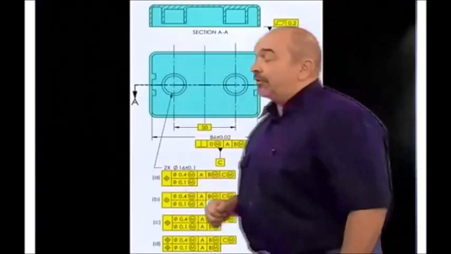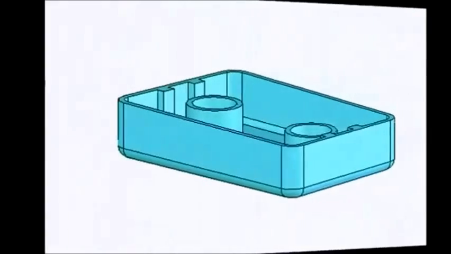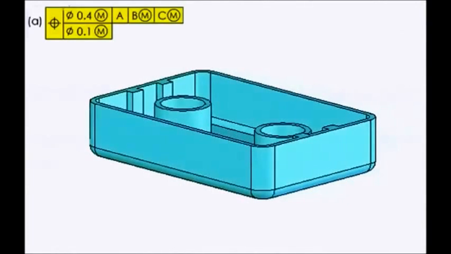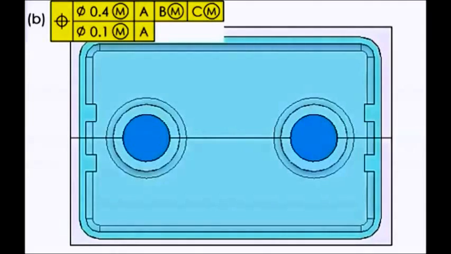Let's take a look at how the lower segment changes the meaning of the drawing. The first composite tolerance does not have a datum reference in the lower segment, so it is only controlling the relationship of the holes to each other. By bringing down datum feature A, the perpendicularity of the 2 holes would be tightened up to within 0.1.